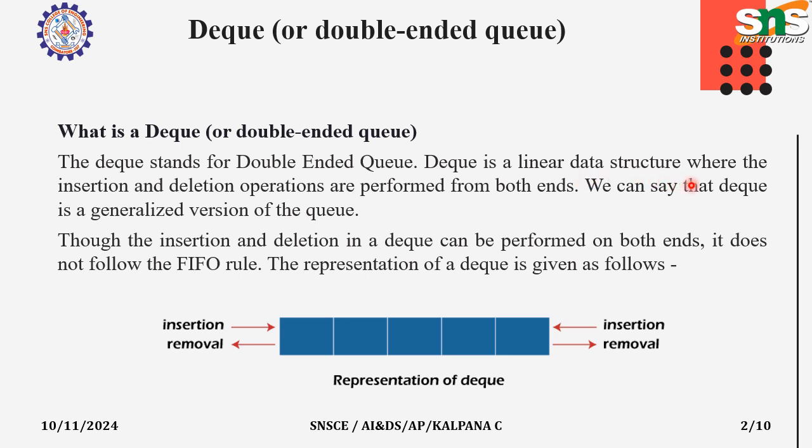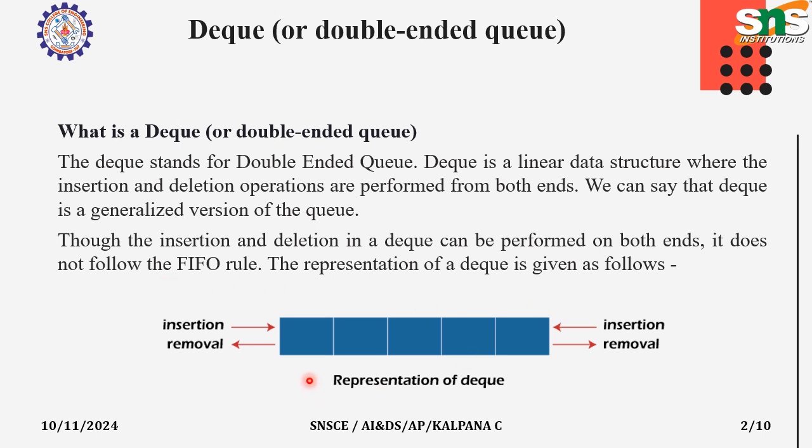So it is a linear data structure, but the difference is that when we talk about linear queue data structure, insertion is possible only at the rear end and the deletion is possible only at the front end. Correct? But in this Deque, double-ended queue, insertion and deletion, both the operations are possible at both the ends. That is rear as well as front. You can perform both the operations, that is insertion and deletion.